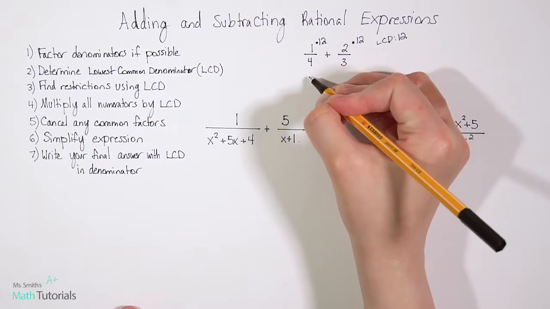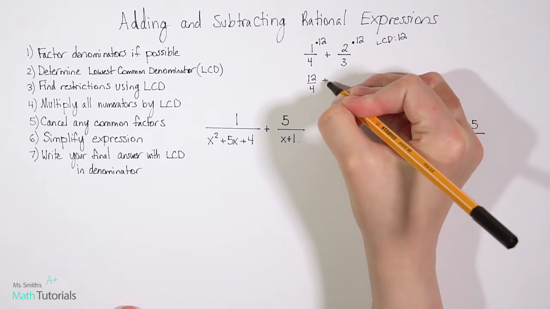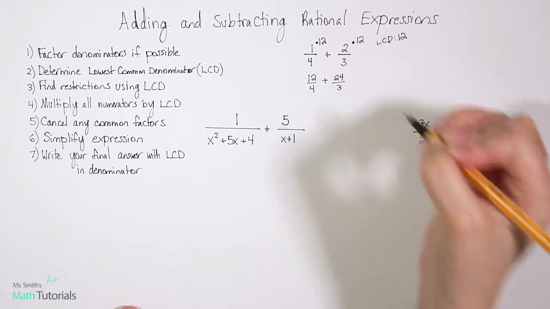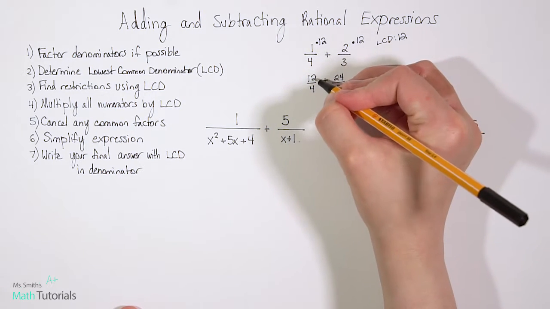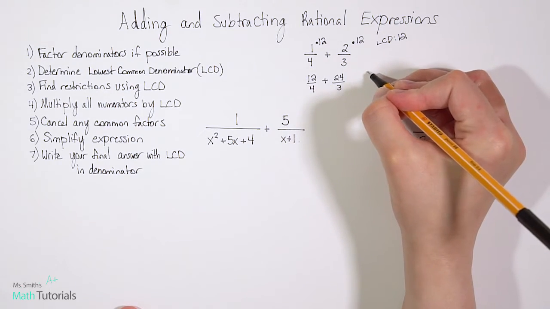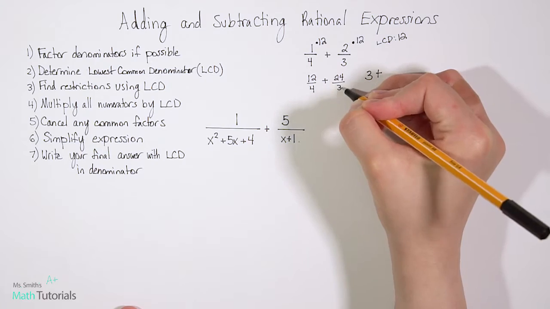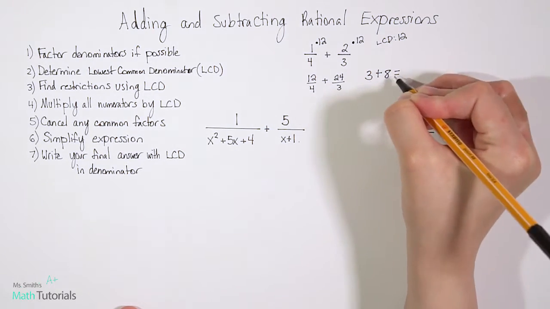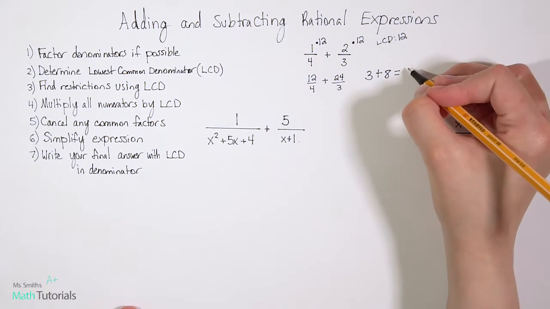1 times 12 would just be 12. So we've got 12 over 4. 2 times 12, well, that would be 24 over 3. So our next step would actually be to go ahead and divide these down. Like, what is 12 divided by 4? Well, that would be 3. And then we have our plus. And what is 24 divided by 3? Well, that would be 8. So then we'd want to add those together. So 3 plus 8 would give us 11.